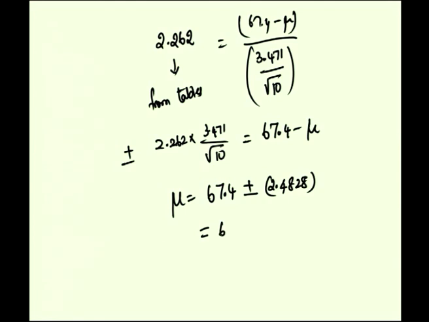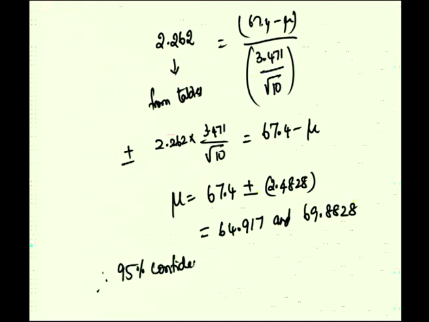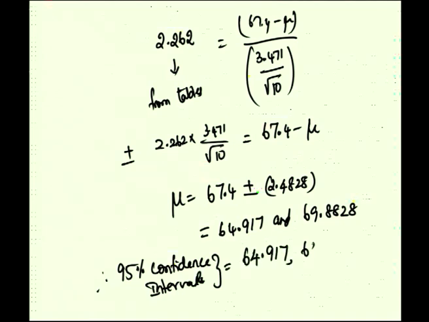So, the values are 64.917 and 69.8828. Okay. Therefore, the 95% confidence interval. Interval means it should be written in brackets. Limits means you can just write them without brackets also. The 95% confidence interval is 64.917 comma 69.883. Okay. So, it means your population value lies between 64.917 and 69.883 at 5% level of significance.